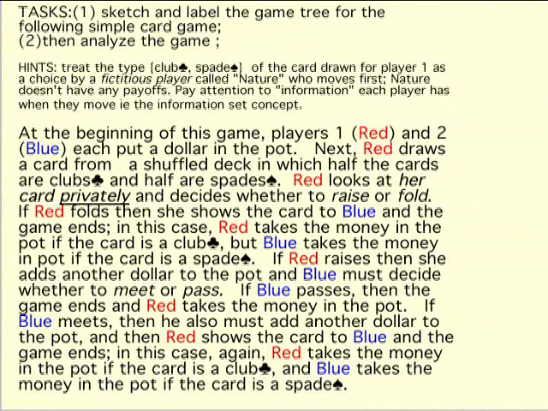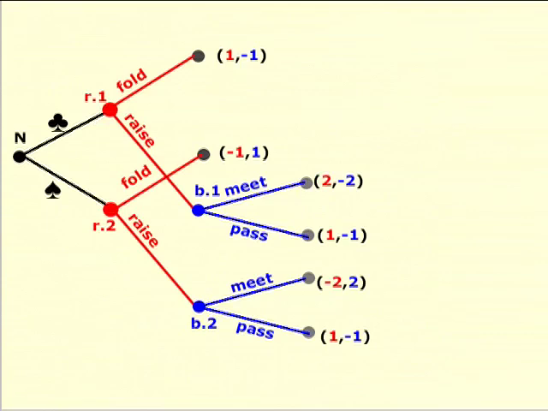Okay, it is difficult to take some text and turn it into a game tree, okay? So there's a little art that eventually comes to it, and one good thing is to have the text beside you, and you're just tracing through as you work your way down to figure out what's going on, okay? Now, let me show you how I set up this game tree and why, okay?